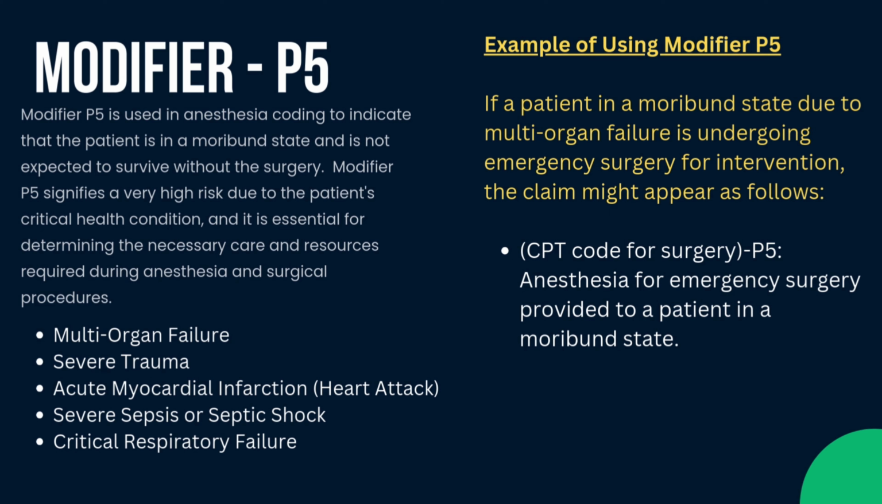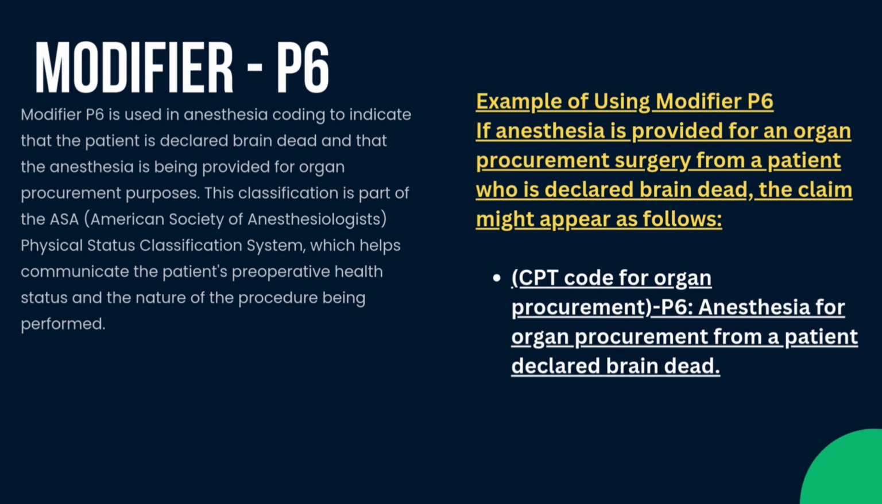Modifier P5 indicates that the patient is in a moribund state and is not expected to survive without surgery. Moribund patient means that only after surgery can we give hope whether the patient will survive or not. Examples are multiple organ failure, trauma, myocardial infarction, sepsis or septic shock, critical respiratory failure. Example is given here.